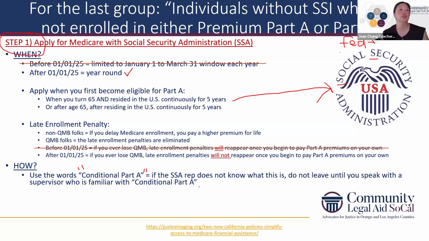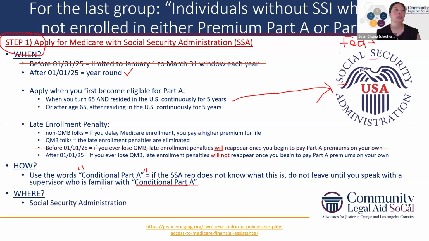If you have a Social Security rep who doesn't know what the heck that is, do not leave until you speak with a supervisor who's familiar with conditional Part A. I've had so many of my clients say, hey, I went in and they said they don't know what that program is, and so I left. And then I had to tell them to go back, and they had to wait another 30 minutes to get a number, or an hour, or several hours. So make sure you do not leave the Social Security office until you have a conditional Part A application in place.